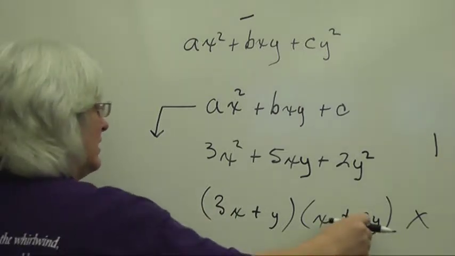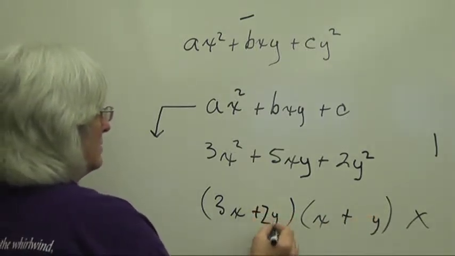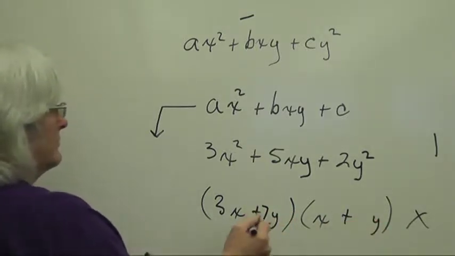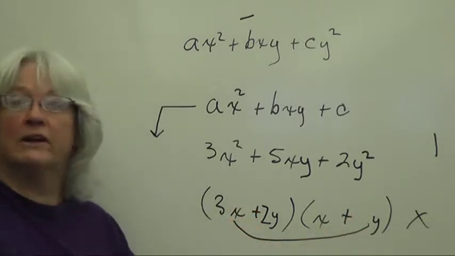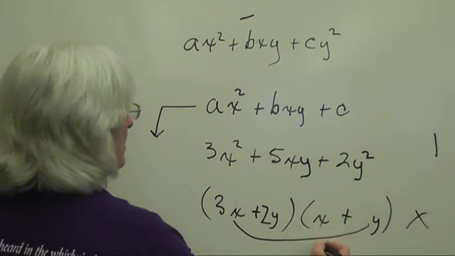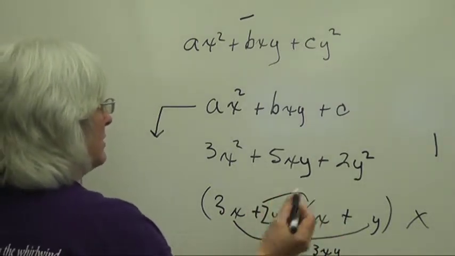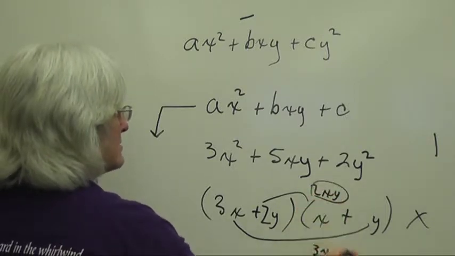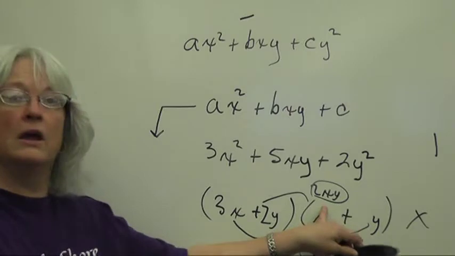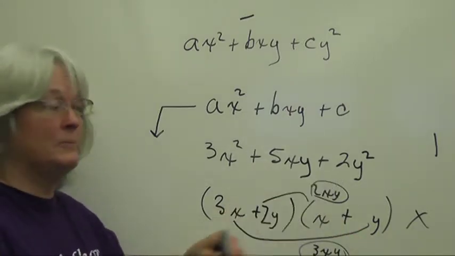So we're just going to change our factors around, 2y and y. Now your outer product, 3x times y, is 3xy. Our inner product, 2y times x, is 2xy. You add those two together, 2xy plus 3xy, and you get the 5xy.